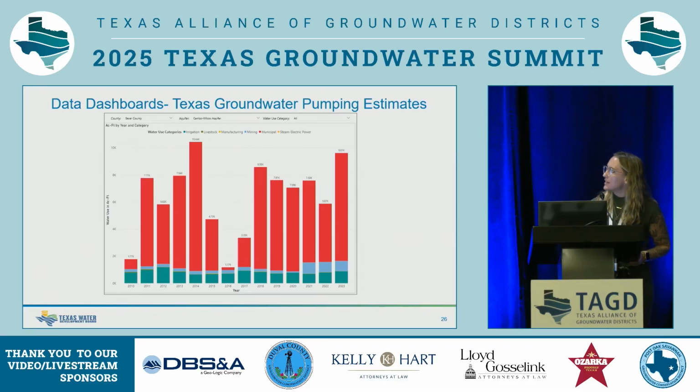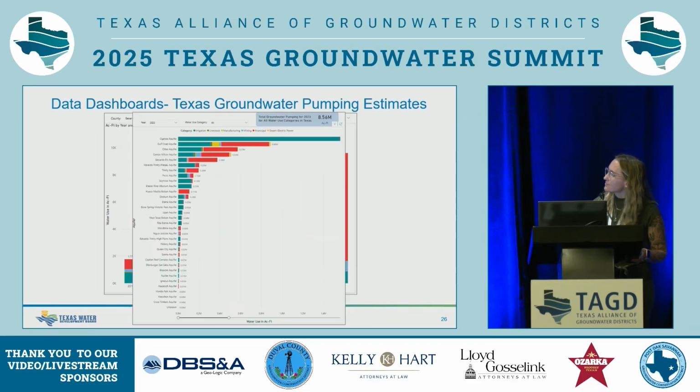And then we also have a groundwater pumping estimates dashboard similar to our water use dashboard. This is similar to our water use summary estimates dashboard. I filtered again by Bexar County and was interested in the Carrizo-Wilcox Aquifer and what use categories are being used for that specific county and aquifer split. So you can explore it that way and look at the different aquifers.